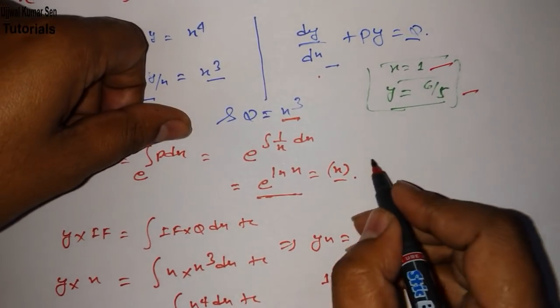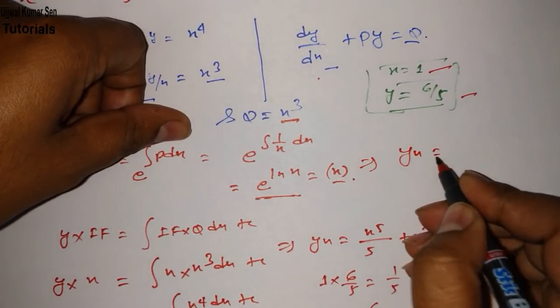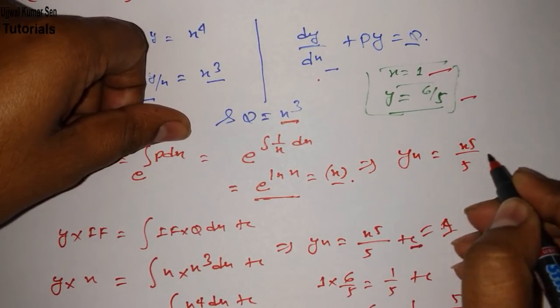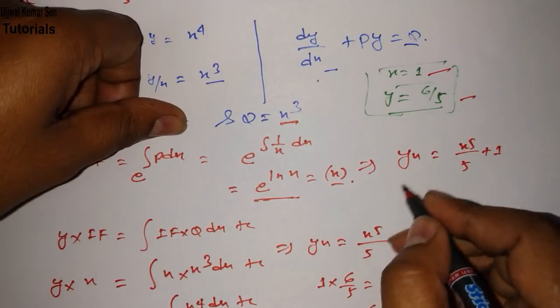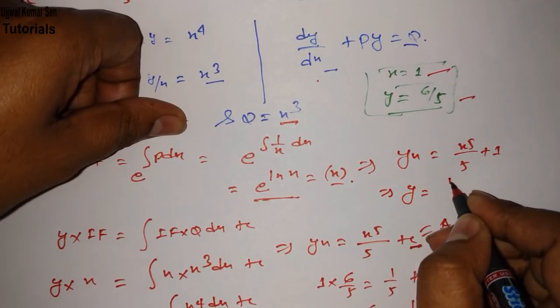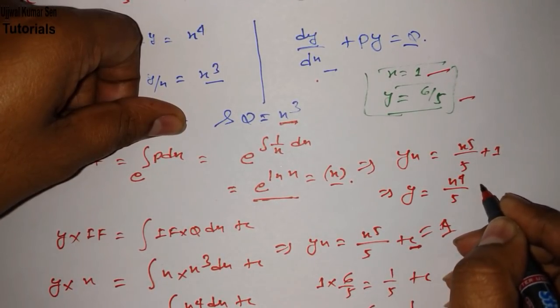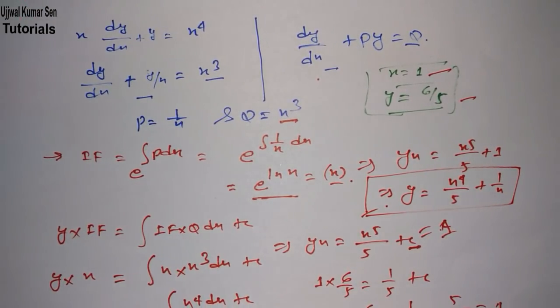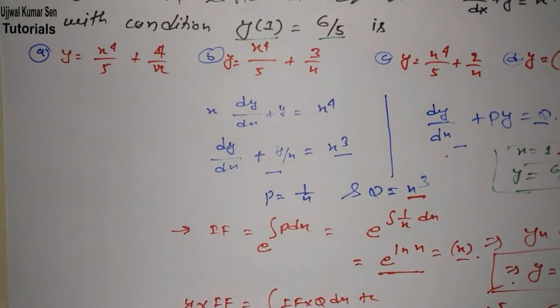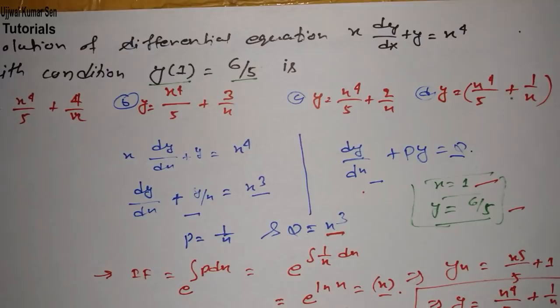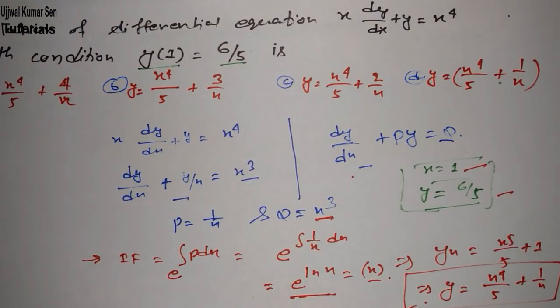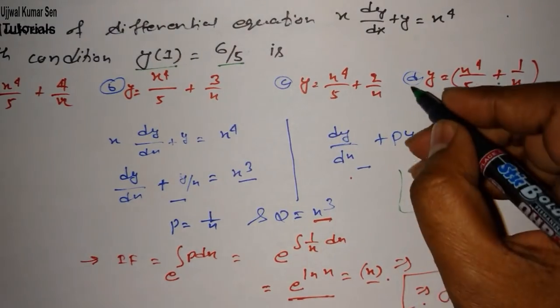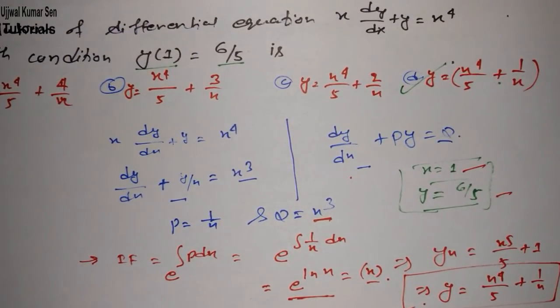So what we can do, we can rearrange this equation. yx is equal to x to the power 5 by 5 plus 1. Okay, just send this x to this side. So what we got, y is equal to x to the power 4 by 5 plus 1 by x. So this is the equation we are getting, the solution of the differential equation. So we have to match this equation to all the given options, right? So look at option number D. You will get the same answer that we got in this question. So option D is the right answer for this question.